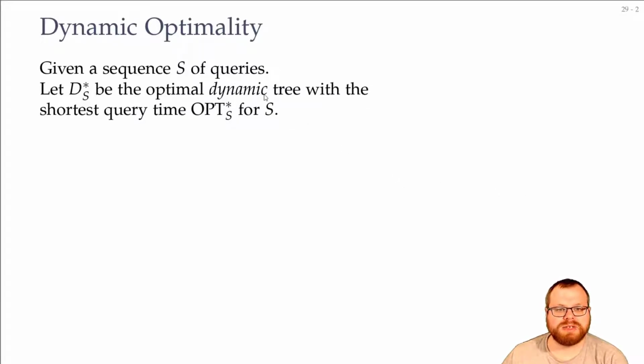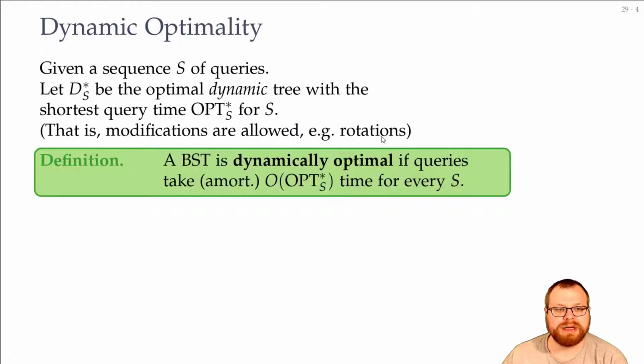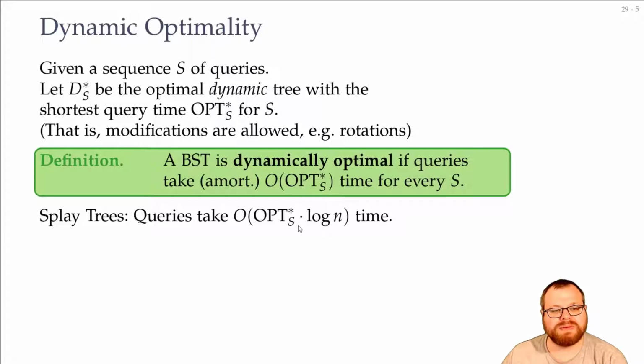So we take the optimal dynamic tree with the shortest query time, and we say a binary search tree is dynamically optimal if it takes amortized not asymptotically more time than this tree for any sequence. And for Splay trees, what we know is it takes logarithmic time more. Well, it does not take more than logarithmic time more. So it's somewhere within this bound. So we cannot show that it's dynamically optimal, but we can show that it reaches this one here.